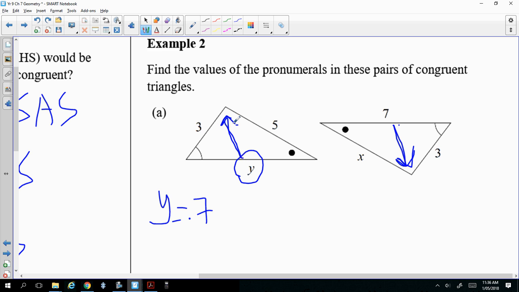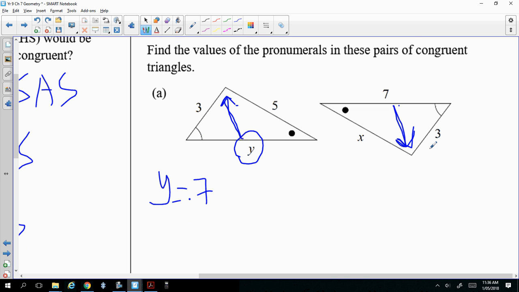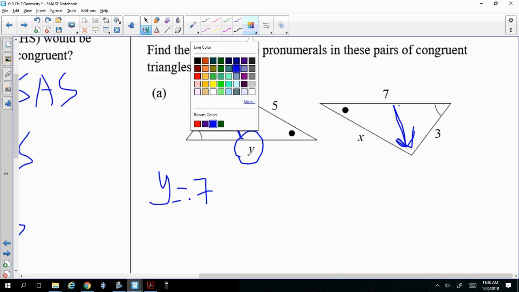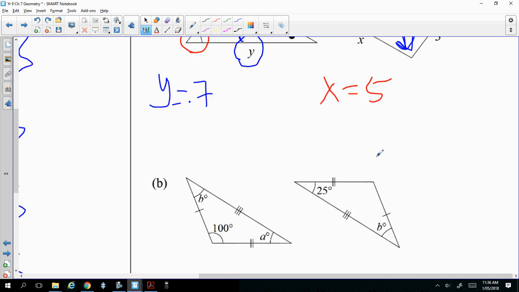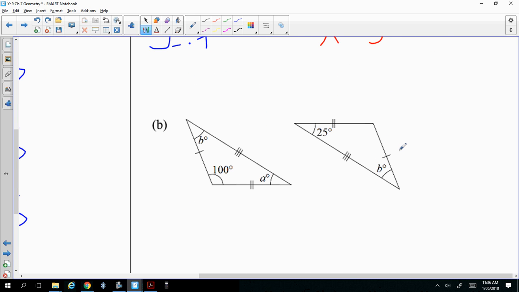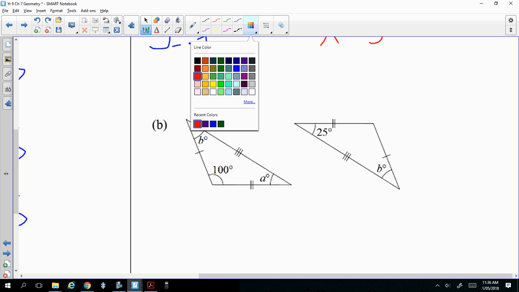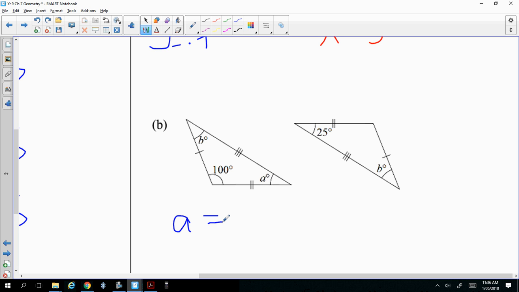How about x? Which one will x be? And how do we know that? Because x is opposite to this. See the white bit? Right, so x equals 5. Get the idea? All right, any question on how to find the matching sides in a congruent triangle? Let's do the next one. Okay, which one will A be? A is 25 because A is opposite to this line, right? And you find this line opposite to 25, yes, 25. Get the idea?